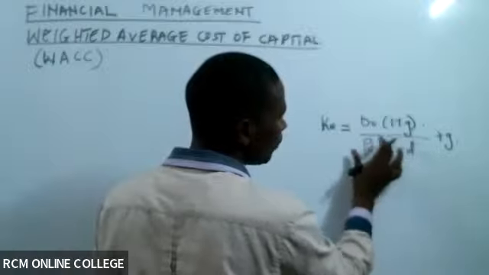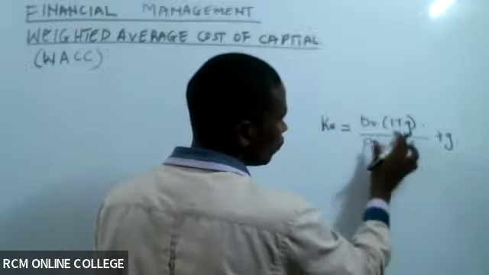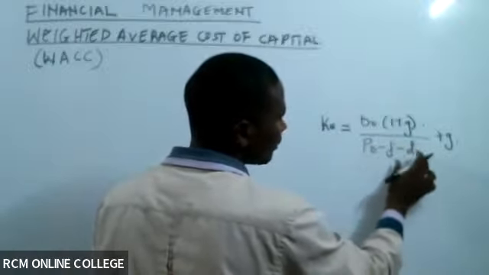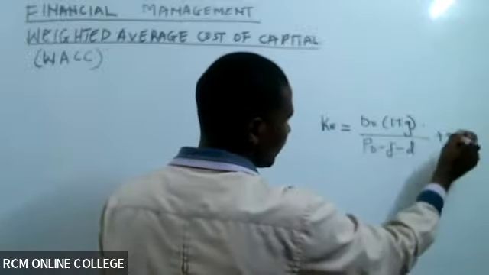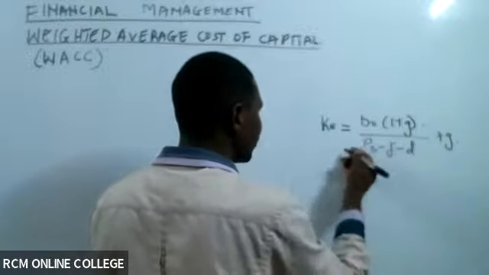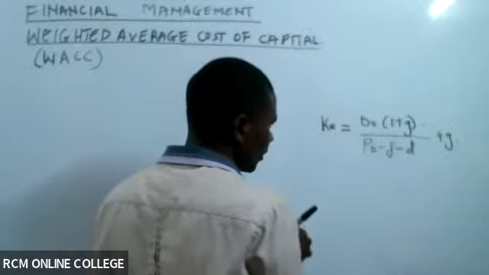Remember, for retained earning, we exclude the F minus D. So we shall see using an example. Then you multiply by 100. Of course, this should be given as a percentage.